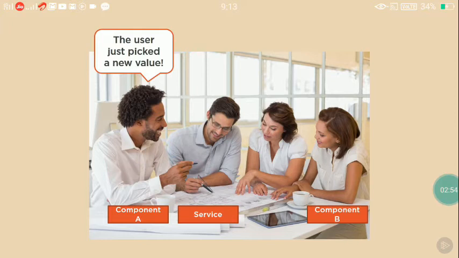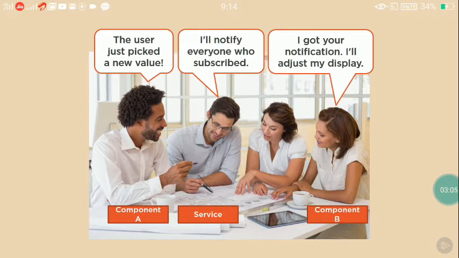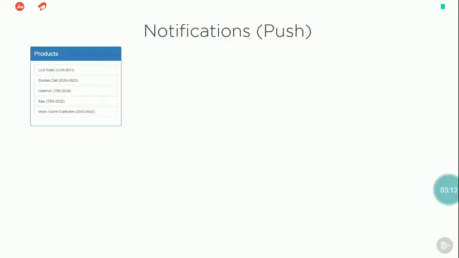Instead of waiting for a component to ask for new state, especially if the value is not bound, the service can broadcast a notification. This basically pushes the change to any component subscribing to those notifications. Let's walk through how a notification would work. Here we have our list of products. The user performs an action, such as clicking a button to select an item.